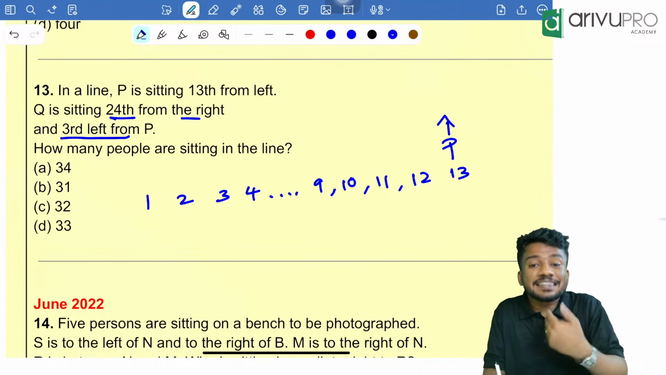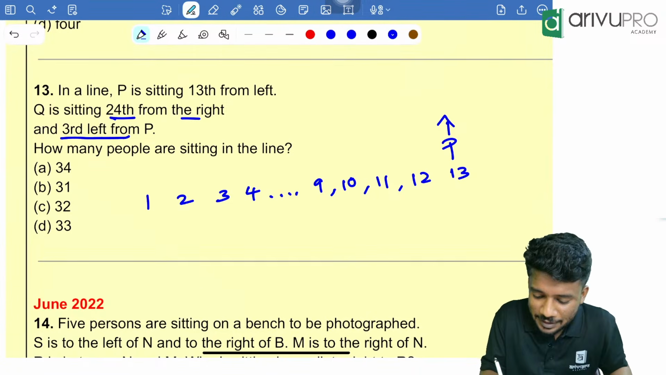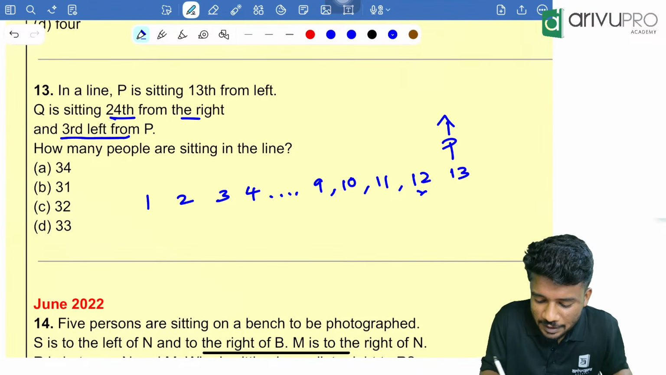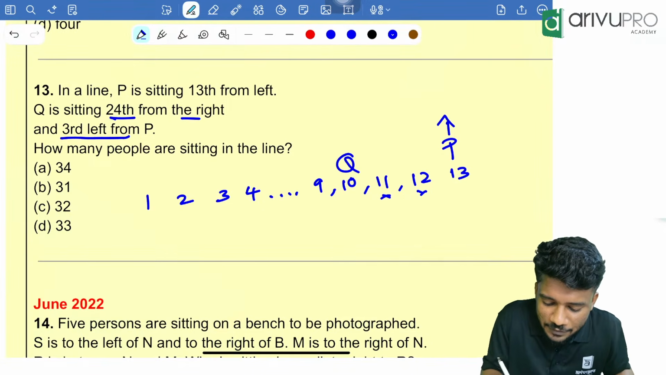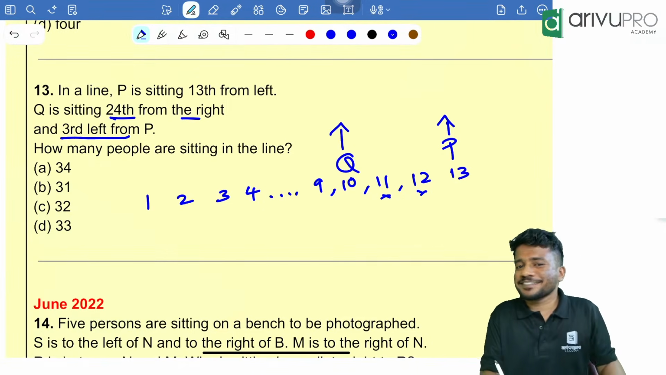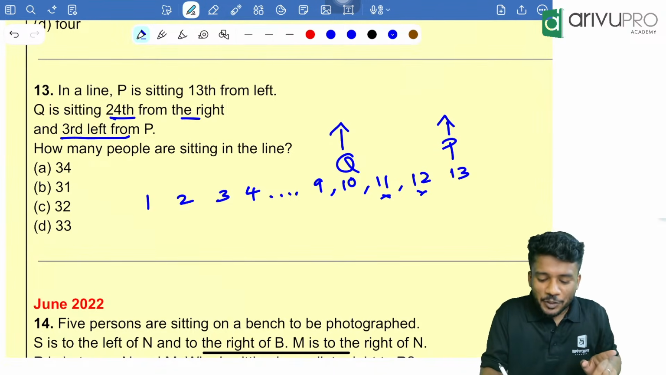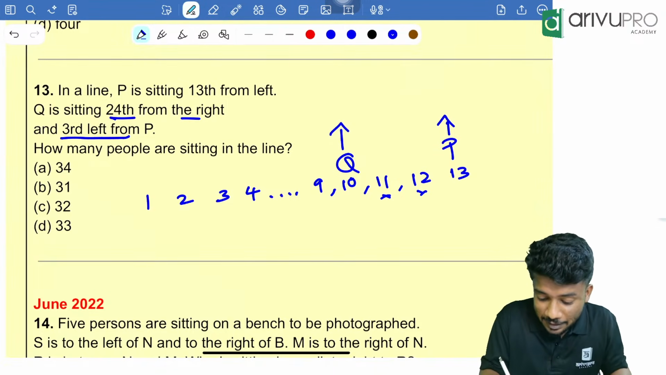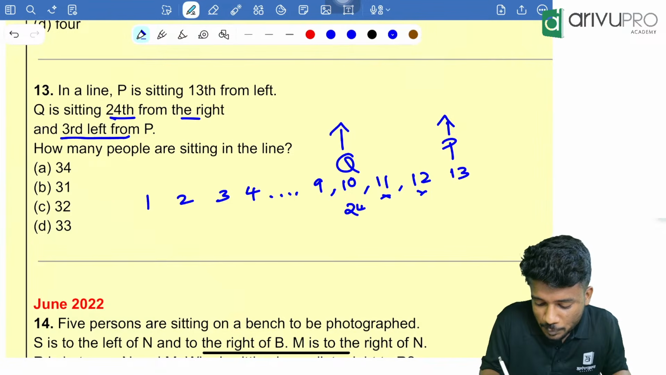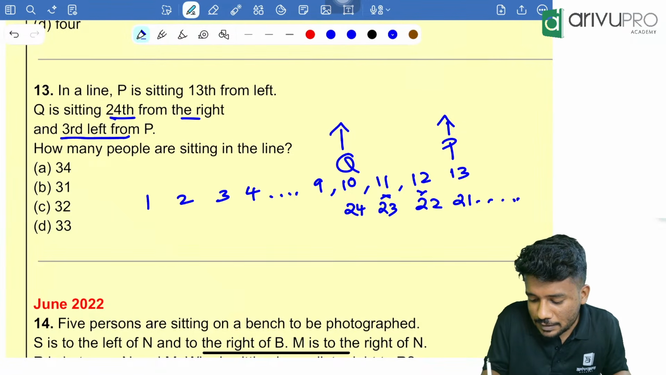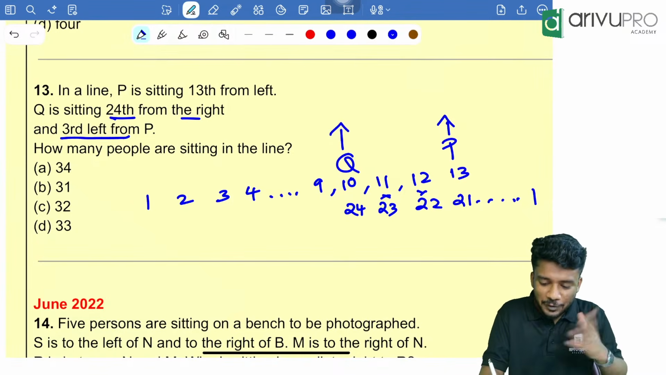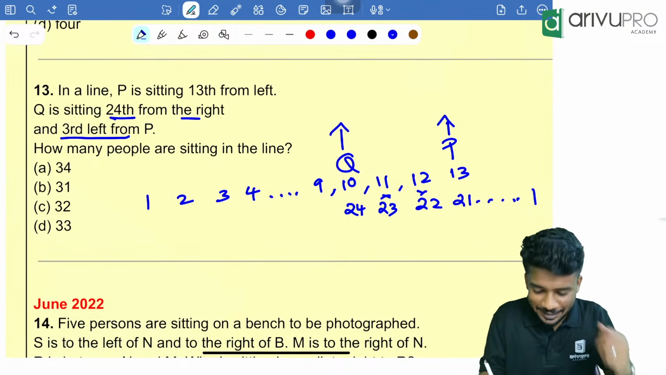So who is sitting third left from P? Q is sitting. Third left of P is what? The first left, second left, third left. So Q is sitting over here. Correct. Now tell me, Q is 24th from the right? That means this was the 24th position from right. This is 23rd, 22, 21, etc. up to 1, right? Now you tell me how many people are there in total?